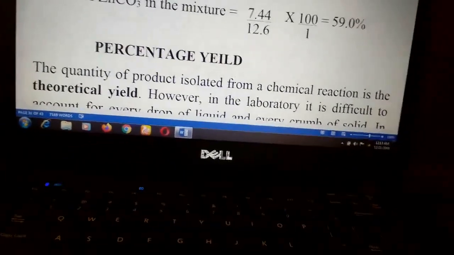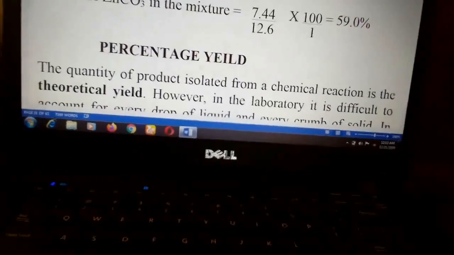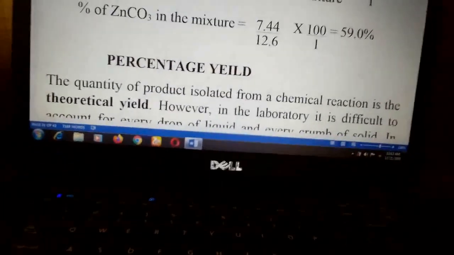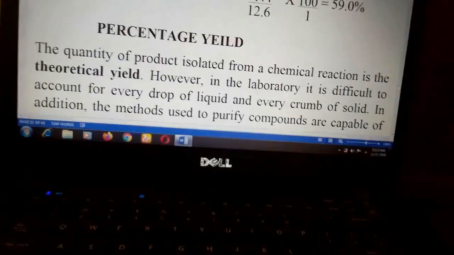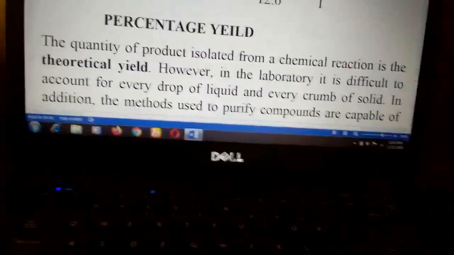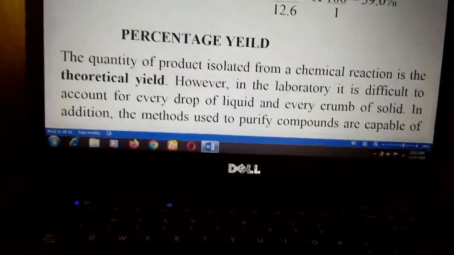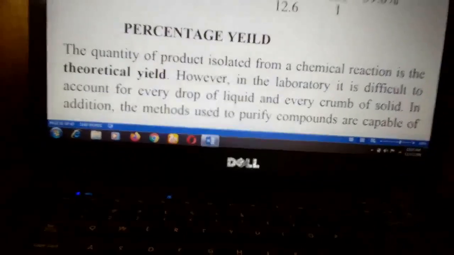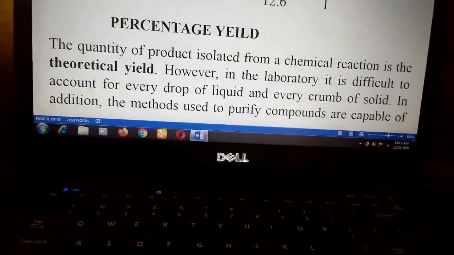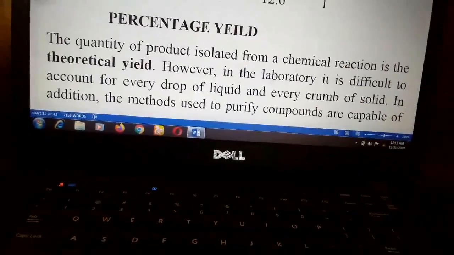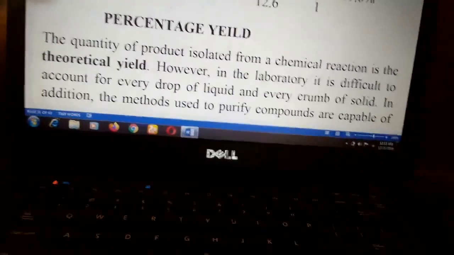Sometimes the actual yield is less than the theoretical yield. They are not equal to each other due to some technicalities involved in chemical reactions. So we'll now say the quantity of product isolated from a chemical reaction is the actual yield. The mass you calculate from a balanced equation is called the theoretical yield.